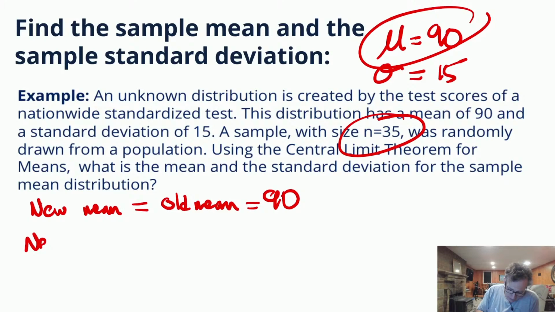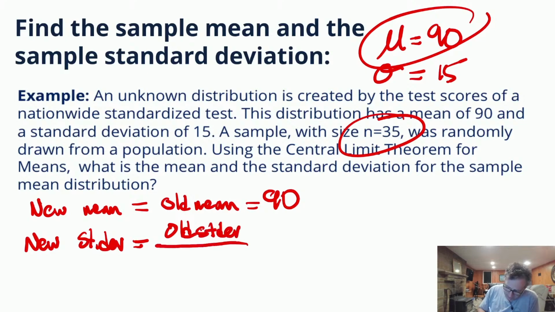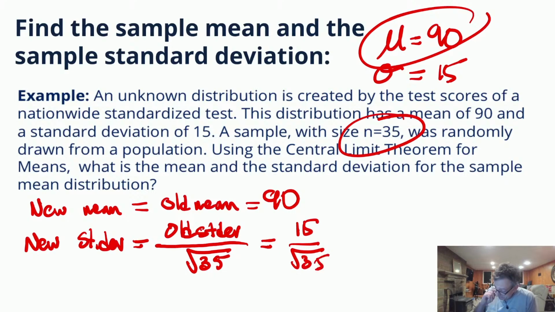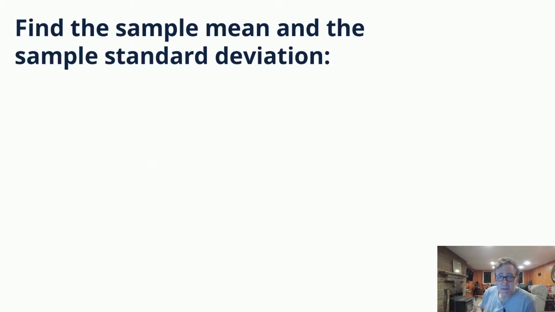However, the new standard deviation is the old standard deviation divided by the square root of n. In this case, n is 35. So this will be 15 over radical 35. So that's going to be half of your homework right there, is just computing this. Let's do another one of these just to make sure that you see how this works.